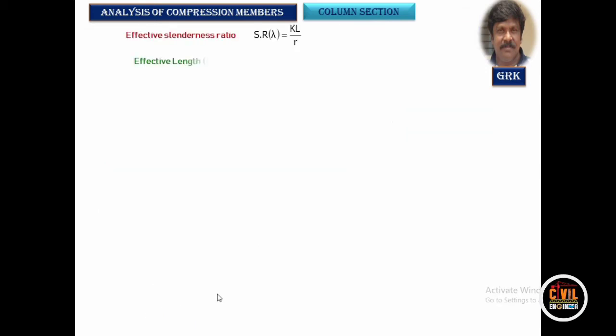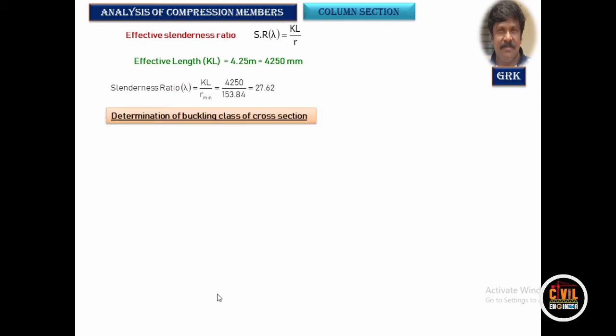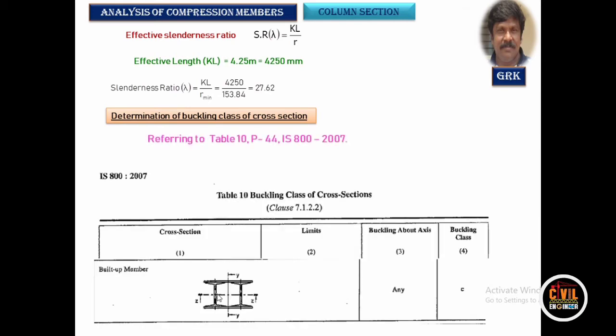Then afterwards we will calculate the effective slenderness ratio of the section, KL by r. Effective length is given as 4.25 meters. The slenderness ratio is 27.62. From the table you have to get the value of FCD. The buckling class is the same since it is a built up section.